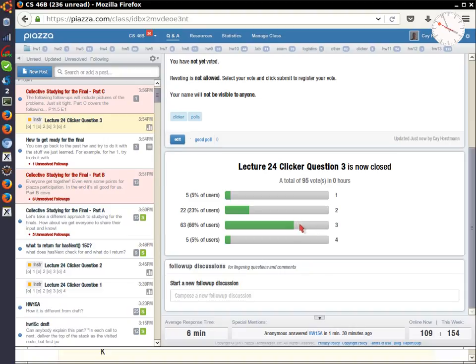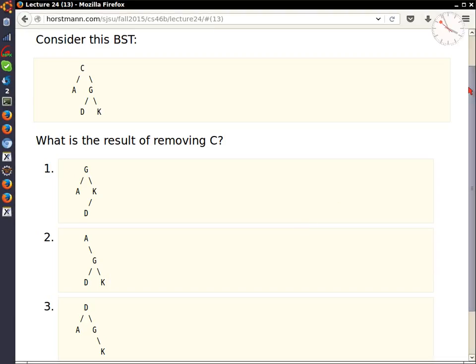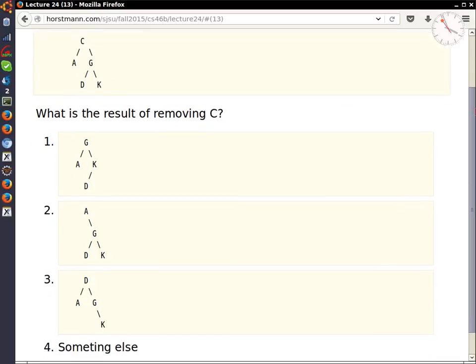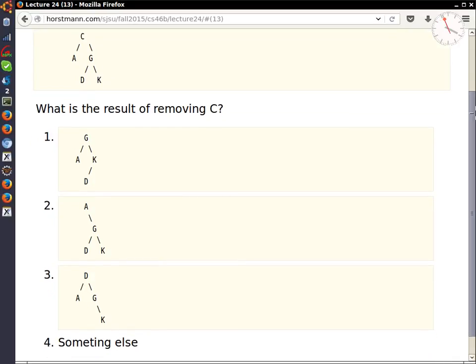Okay, so most people think it's 3, and some people think it's... All right, so we're going to remove C, and what I just said is we're going to take the smallest child of the right subtree, smallest child is all the way to the left, and we copy that in here.